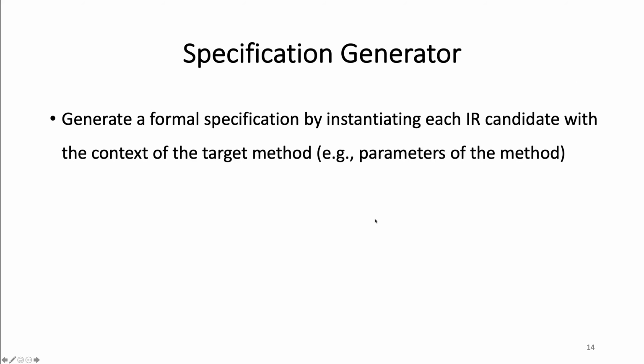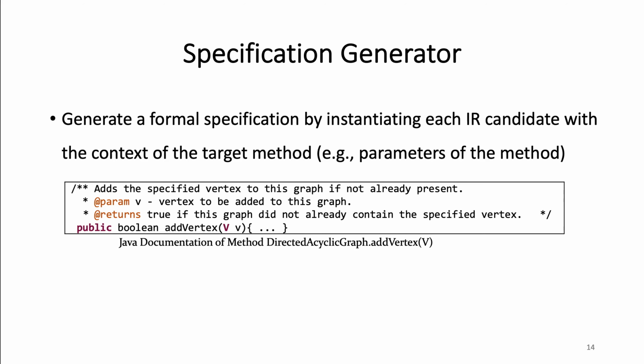IR candidates generated in the previous slide contain parameter placeholders and method placeholders, so they need to be separately instantiated with formal parameters of the target method and concrete Java methods in the class or superclass that contains the target method. Take this method here as an example. The IR this dot contains P1 and E is generated.